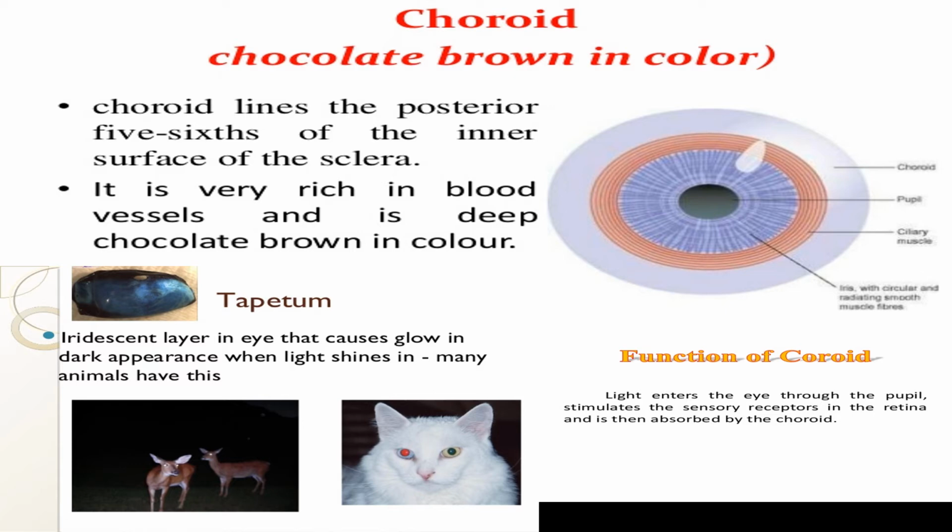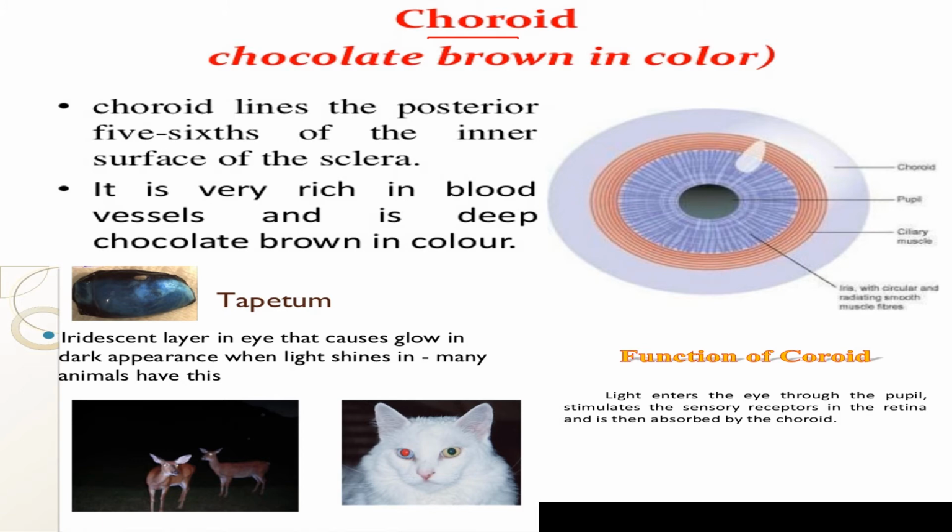Now this choroid is the posterior, inner surface of the sclera, and it is very rich in blood vessels, whereas the first layer, the fibrous coat, is avascular, but the choroid has a high supply of blood vessels.